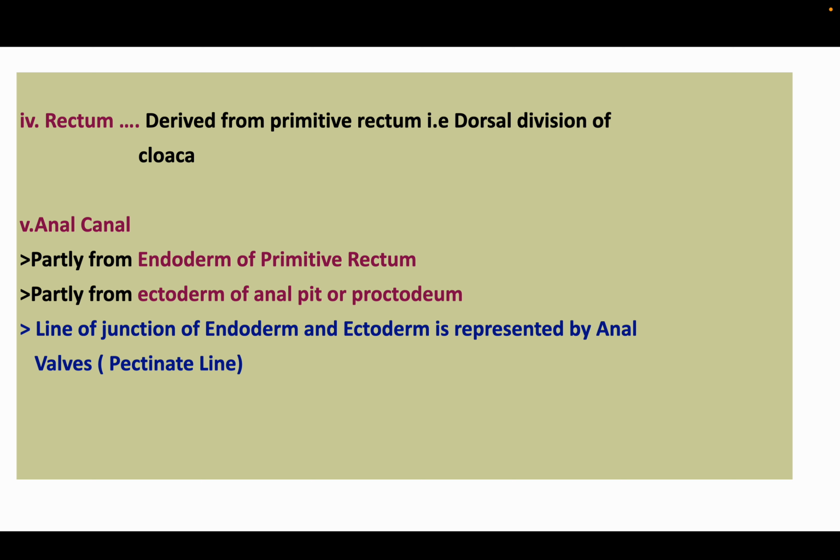Now the anal canal is derived partly from the endoderm and partly from the ectoderm. The endoderm portion is from the primitive rectum and the ectoderm portion is from the anal pit or proctodeum. The line of junction of endoderm and ectoderm is represented by the anal valves, called the pectinate line.